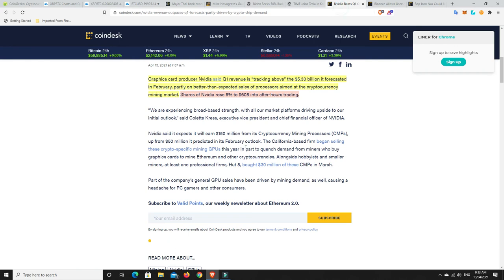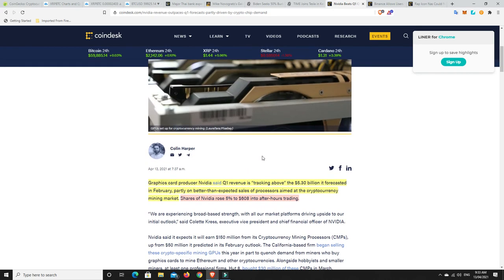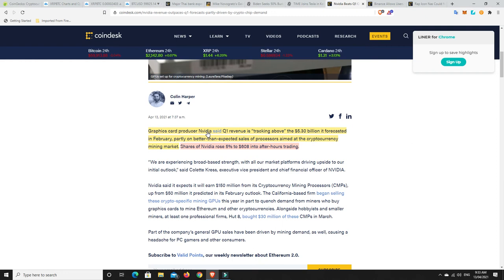All right. I was going to start building a new computer the other week, and the one thing that was nearly impossible to get was graphics cards. So graphics card producer Nvidia said Q1 revenue is tracking above the $5.3 billion it forecasted in February, partly on better than expected sales of processors amid the cryptocurrency mining market. Shares of Nvidia rose 5% to $608 in the hours after trading.